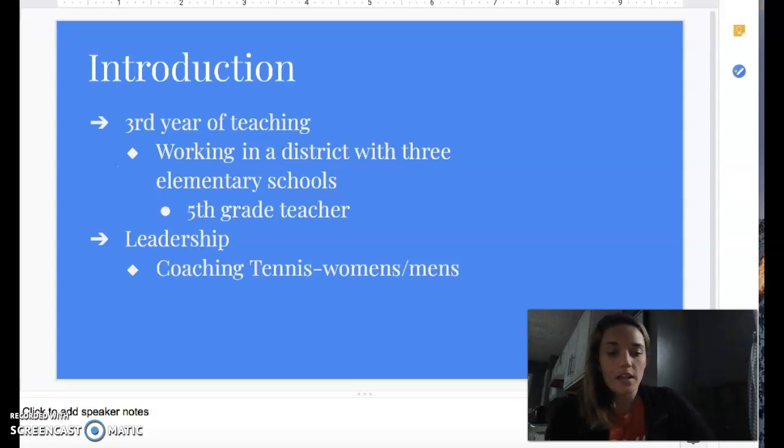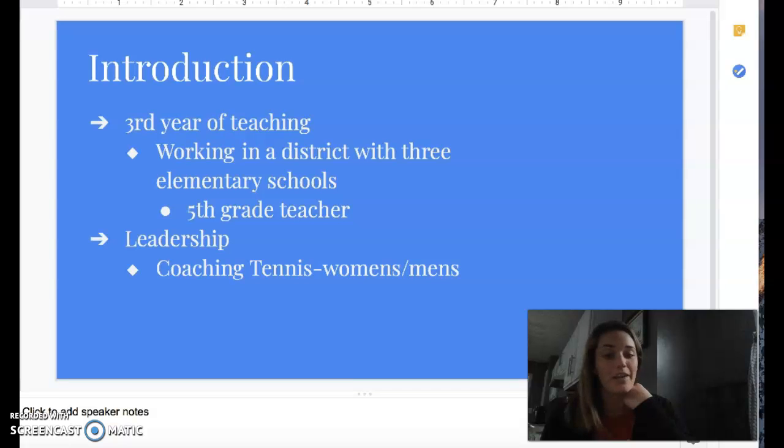To go ahead and start off with a brief summary of who I am, this is my third year of teaching. I taught second grade for 2 years before this year, and now I'm teaching fifth grade. I've worked in the same school all 3 years of my teaching. I actually student taught in this school as well. I teach at Lincoln Elementary in Ottawa, Kansas.